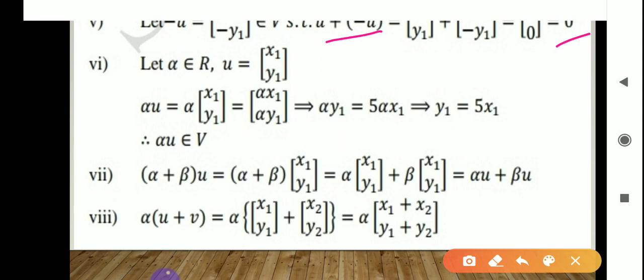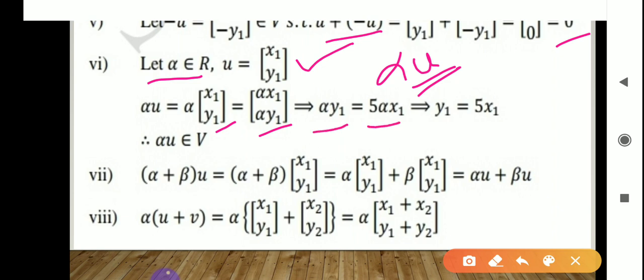Then the next property: alpha belongs to R, u is equal to (x1, y1). We have to check the closure property under multiplication, that is, whether alpha u belongs to V or not. Here alpha is a scalar, so alpha u is equal to alpha times (x1, y1), which is (alpha x1, alpha y1), and alpha y1 is equal to 5 alpha x1.